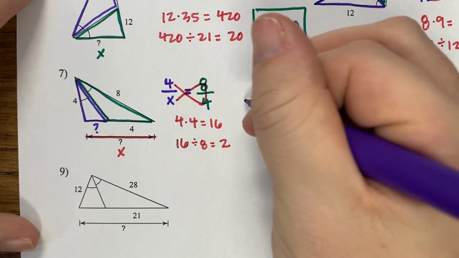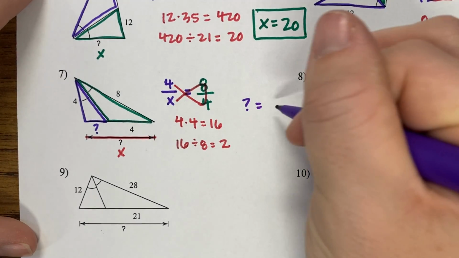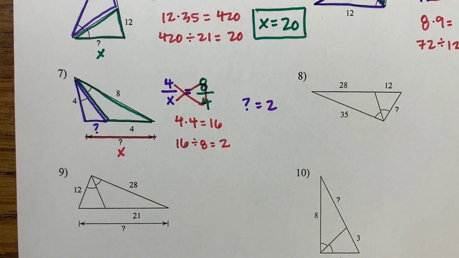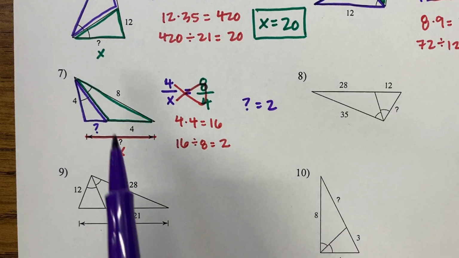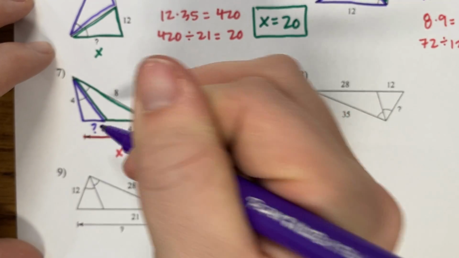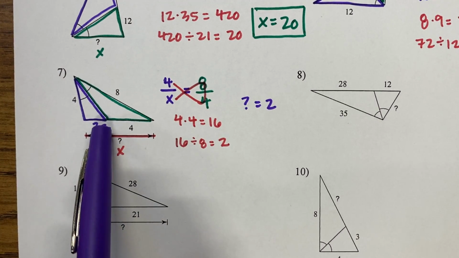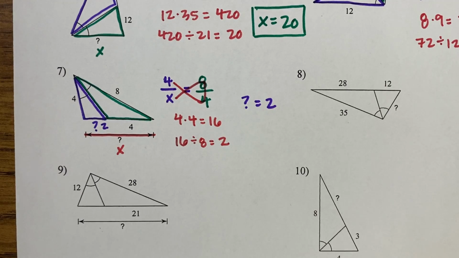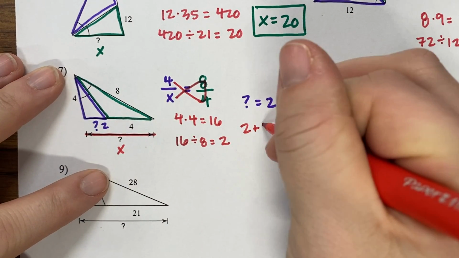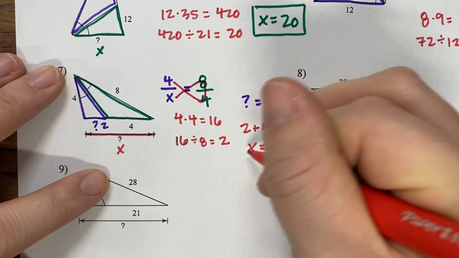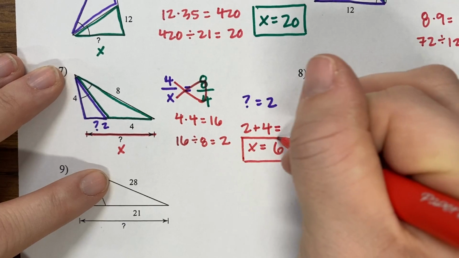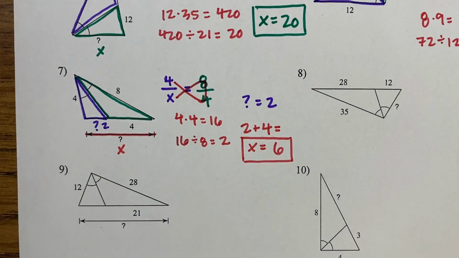So we know that the question mark side we were looking for on my purple triangle was 2. Okay, but that's not our final answer because we're looking for the red x, right? We're looking for the entire bottom piece. Well, now we can just take our purple piece plus our green piece. So 2 that we found plus 4 equals our x equals 6. So that entire piece was 6.